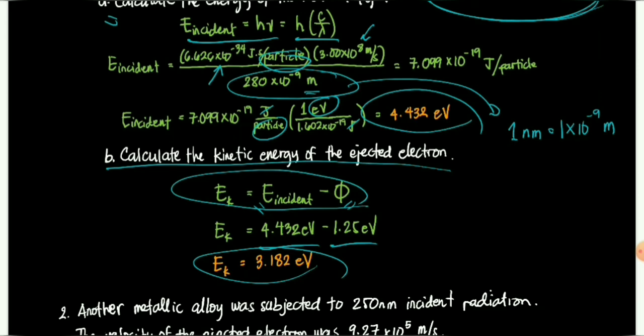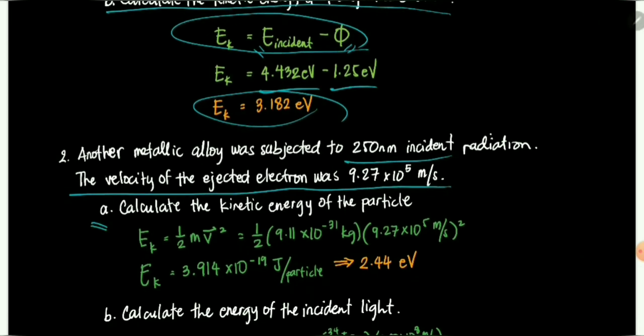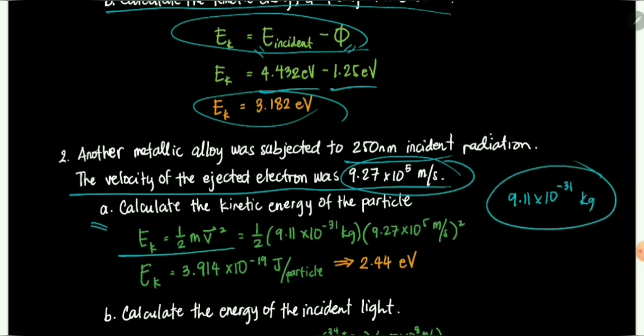Okay? So next problem, we have another metallic alloy subjected to 250 nanometers incident radiation. So the velocity of the ejected electron was 9.27 times 10 to the 5 meters per second. Okay? So for letter A, calculate the kinetic energy of the particle. So meron tayong velocity, and we know that the mass of the electron is 9.11 times 10 to the negative 31 kilograms. So we can use the kinetic energy is equal to 1/2 times the mass of the electron times the square of its velocity.